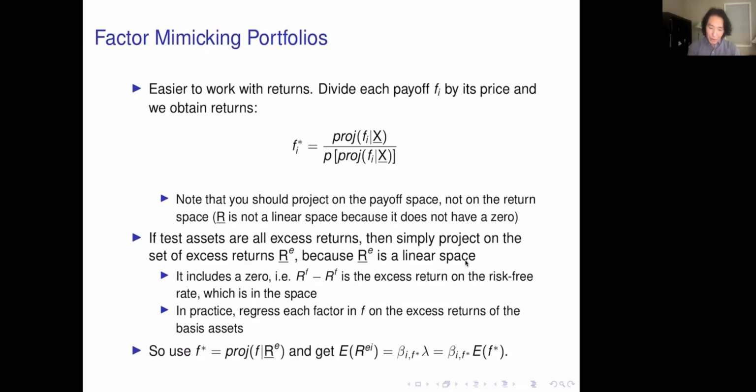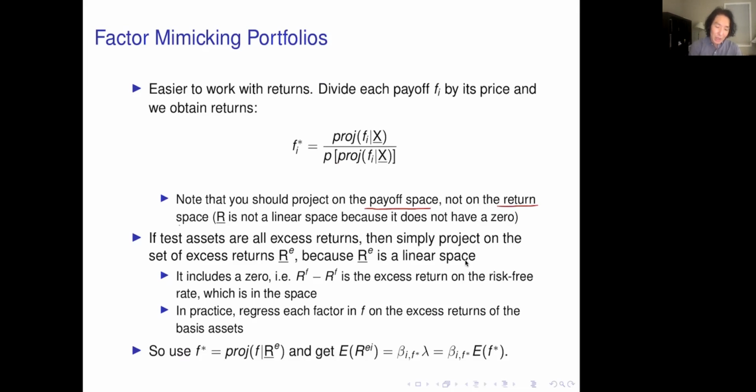You should also note that when you project on the payoff space, you shouldn't project on the return space, because return is not a space. Return doesn't have a constant. So mathematically, regressing on the return doesn't have very good properties. It's much better to work with excess returns, because excess returns form a space, as they have constants.